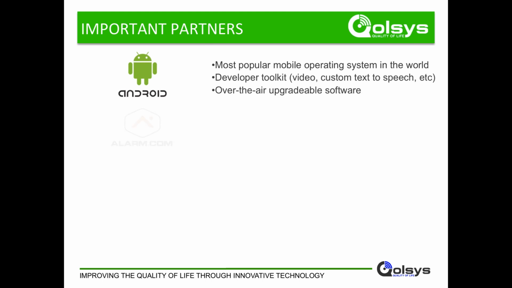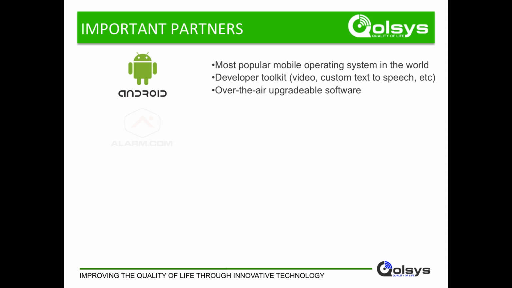So also in the beginning, we picked several partners to partner up with, and one is Android. The IQ panel actually runs the Android operating system. That's the actual software that's running on the panel, the operating system. What that really does for us, Qolsys, is allows us to develop a lot of unique features very quickly. We don't have to reinvent the wheel on everything. Android gives us a great starting place, a great platform to build on.